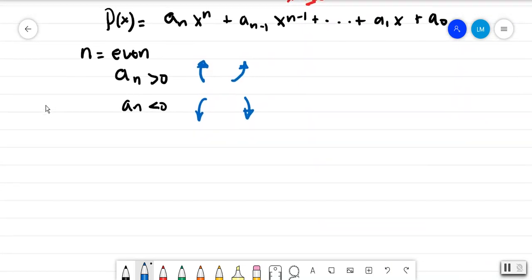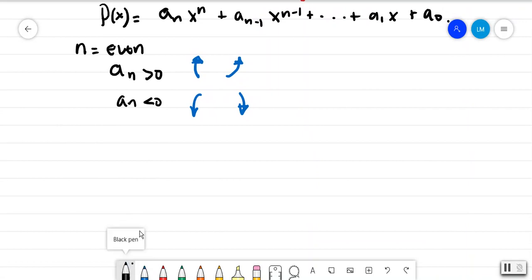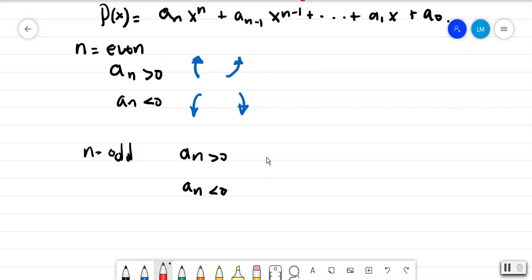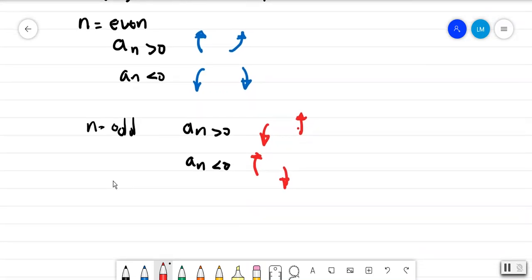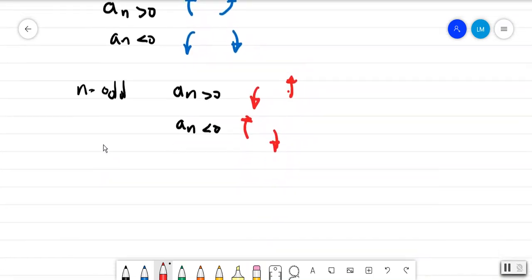Okay, so now we can look at what if the degree n of our polynomial is odd. Well, if n is odd, then you again have two cases: a_n is positive, or a_n is negative. For the positive, it looks like this. But for the negative, it's the opposite: it rises to the left and falls to the right. So this actually tells us what the behavior of the polynomial would be.